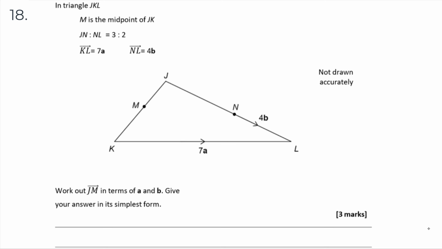So what we need to do is we need to find this vector here then, isn't it? Okay, we need to find that one. What do we know? We only know this direction here and we know this direction here. So basically what we're going to have to do is to find J to K and then halve it to find J to M. Okay, I think that's what we're going to have to do.